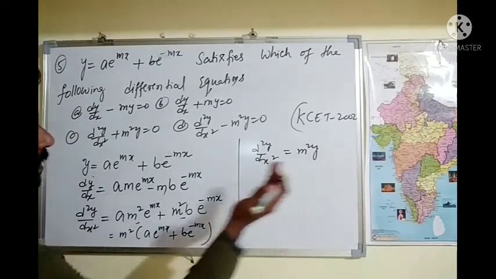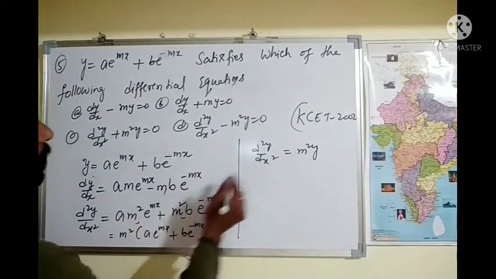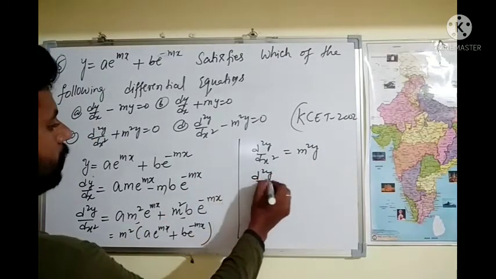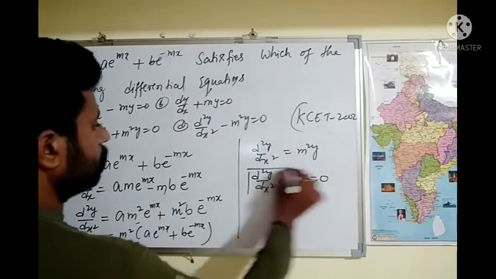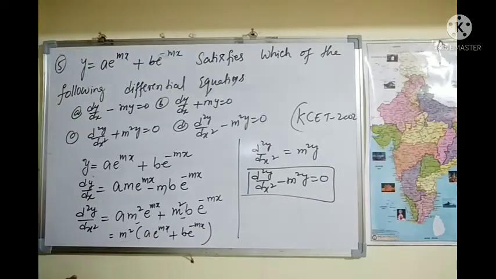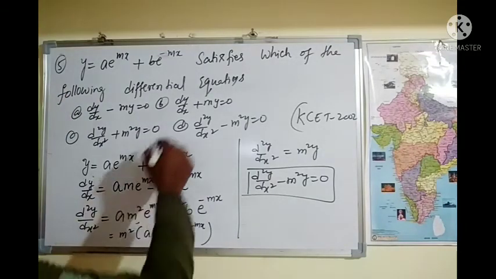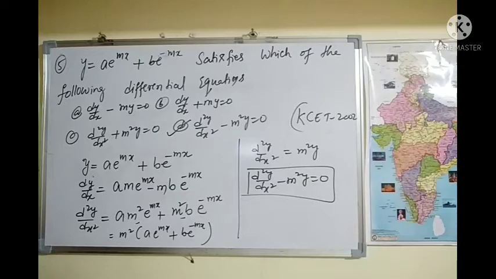Take the result to the left hand side, we get d square y by dx square minus m square y is equals to 0. This is the required result, option D is the correct option.